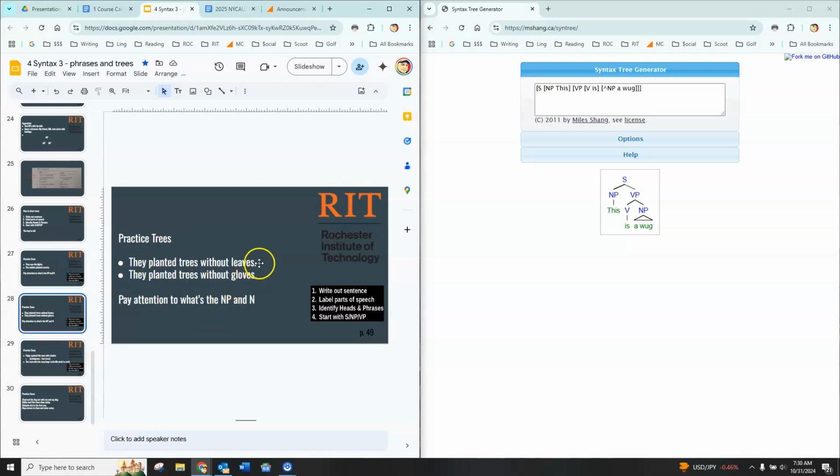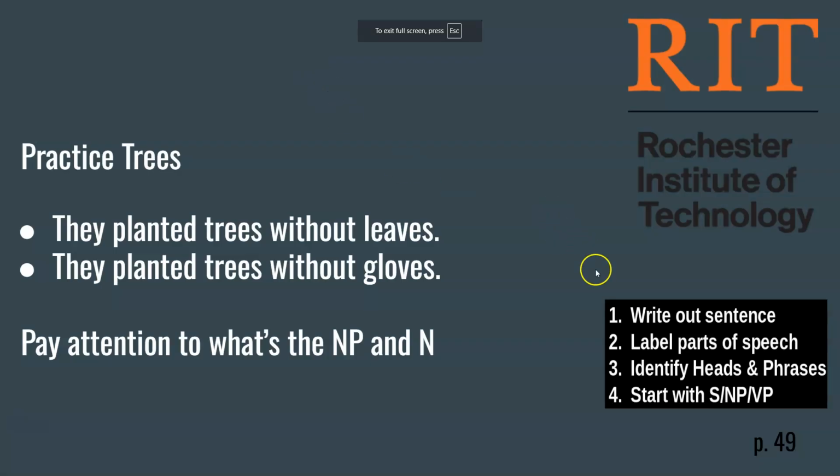The one that I think really displays the adverbial is this one right here. Oops. Well, anyway, I'll show you. So here's how we write the trees. We write out the sentence, we label the parts, we identify the heads and phrases, and then we start with S, NP, VP, PP as the bottoms. The reason why I want to use these trees is because they look almost identical, but they're actually not.